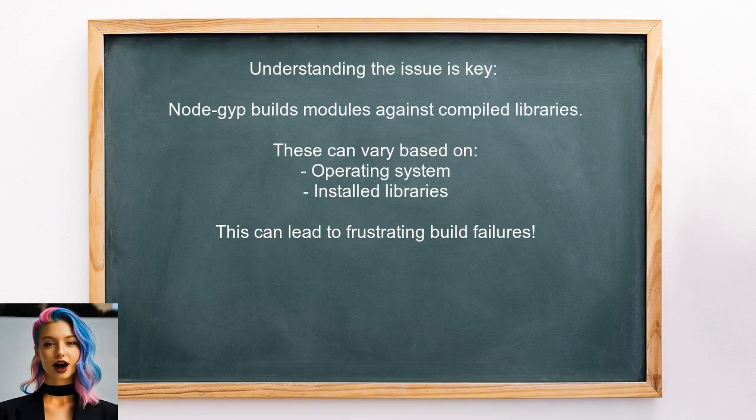Understanding the issue is key. Node-gyp builds modules against compiled libraries, and these can vary significantly based on the operating system and installed libraries. This can lead to frustrating build failures during a simple npm install.